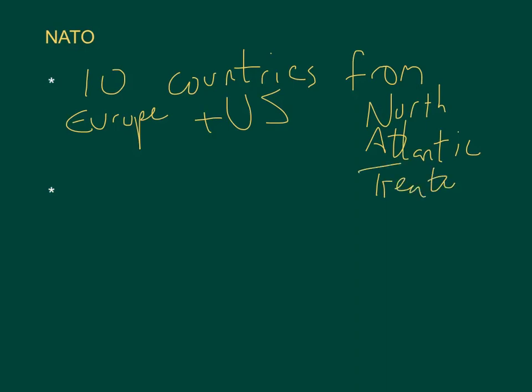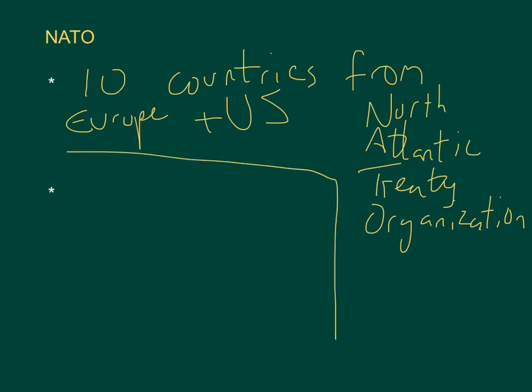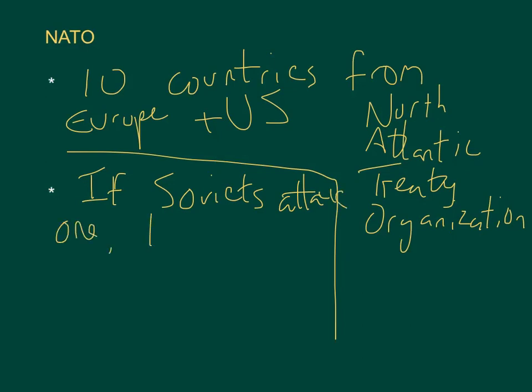And basically, the thought process with NATO is that we realized how dangerous the Soviet Union was, and so the agreement was that if the Soviets attack one, then they attack all.